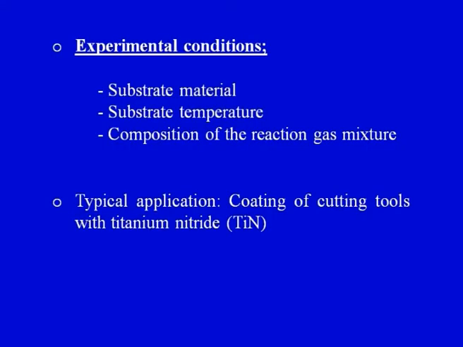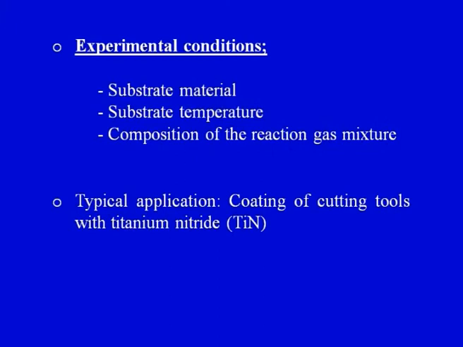Finally, the composition of the reacting gas mixture, because we have seen the gas or the vapor is coming as an input and the reaction is taking place on the surface of the substrate. So, we have to see what should be the ideal composition of the reaction gas mixture, because that would dictate the type of coating that we would get, or the chemical composition of the coating that would be deposited on the substrate. So, these three important points have to be borne in mind: the substrate material, the substrate temperature, and the composition of the reaction gas mixture.